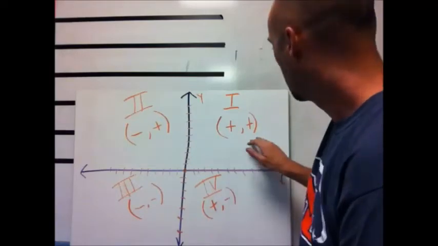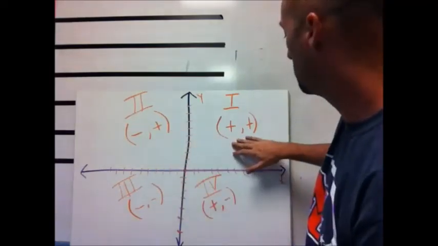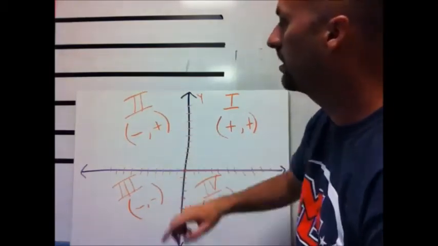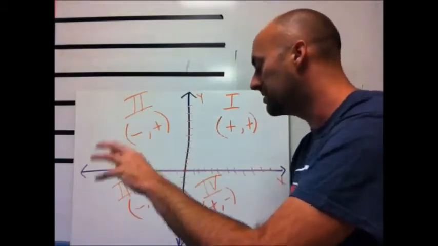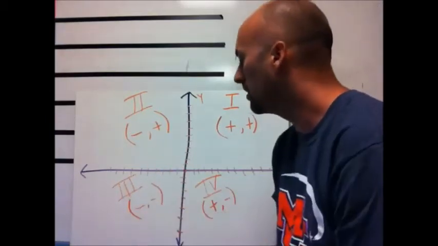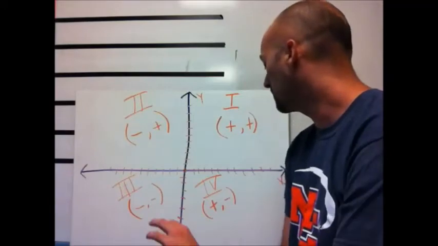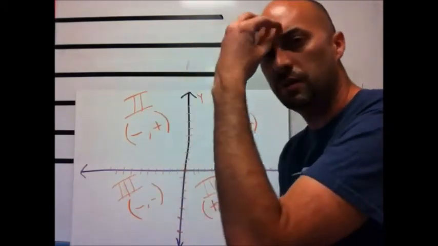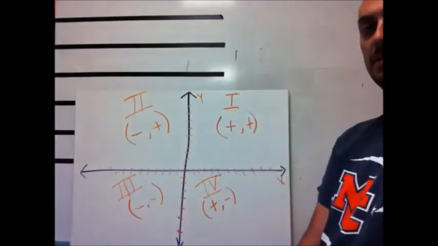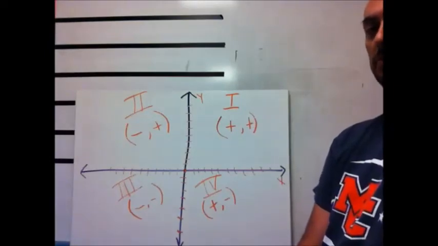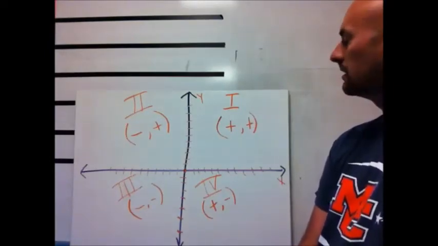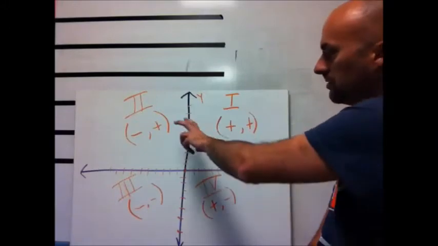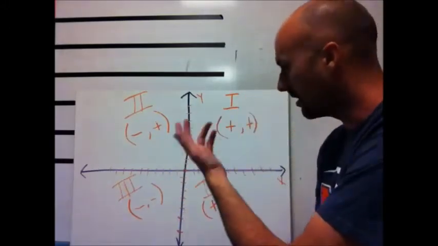All right, so first quadrant, positive, positive. Second quadrant, negative, positive. Third quadrant, negative, negative. And fourth quadrant, positive, negative. If you get a good visualization of that in your mind, stare at that for just a little while. Stare at those signs and really think about it.